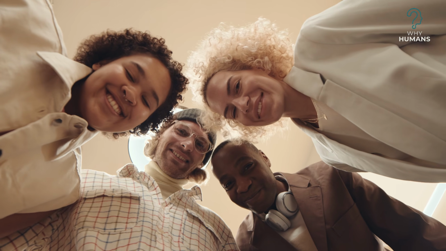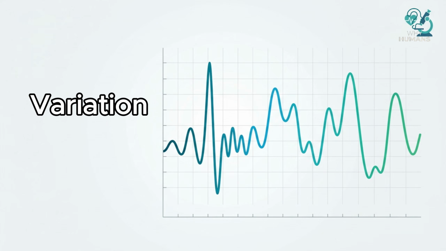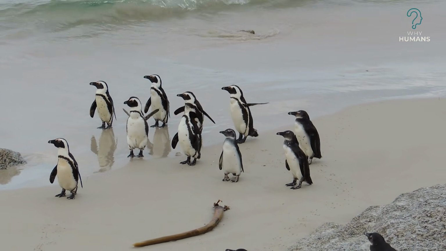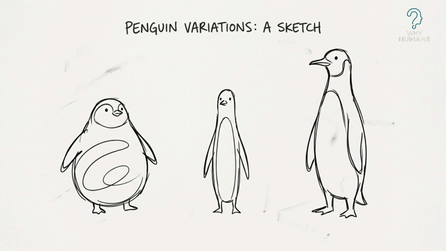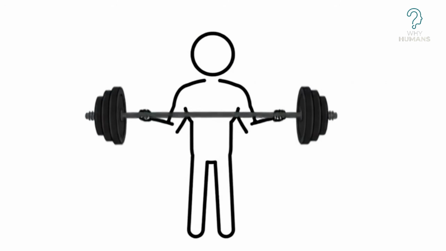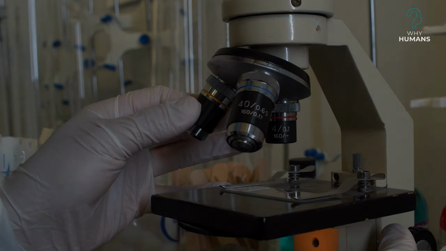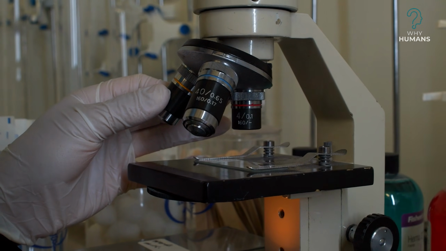Let's begin with uniqueness. Every organism is unique, and this variation is essential for evolution. While members of a species may strongly resemble each other in appearance, they all possess slightly different traits and characteristics. They may be a bit larger, heavier, stronger, or bolder than their peers. What drives these individual differences? Let's look closer at the cellular level.